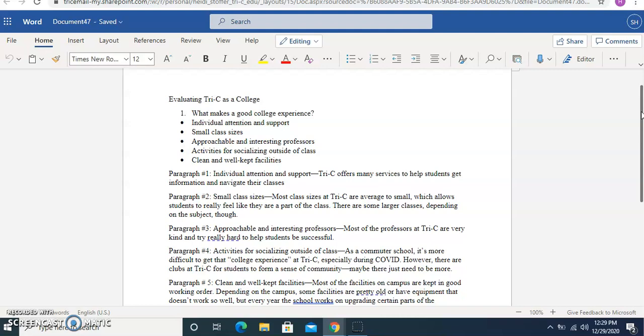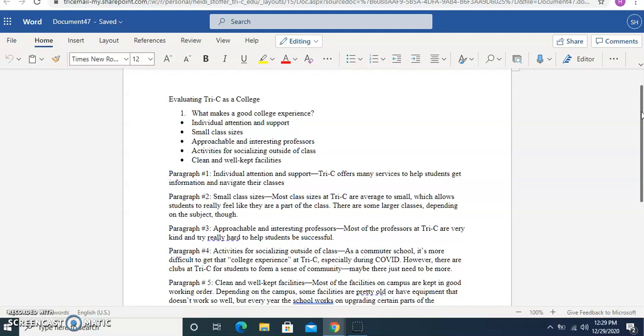It means small class sizes. There should be approachable and interesting professors. There should be activities for socializing outside of class. And there should be clean and well-kept facilities. I could probably keep adding to that, but maybe those are just what I would start with and then see how long the essay is.